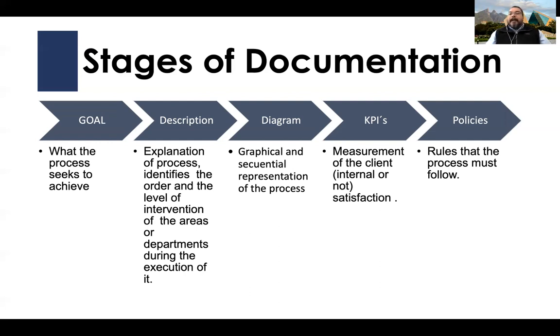identify all the areas that participate and the level of responsibility of each area or department, the diagram where we represent the flow of the process, the sequence, the indicators that are going to tell us if the process is doing good enough or not, and the policies or rules that we must follow to accomplish such goal.